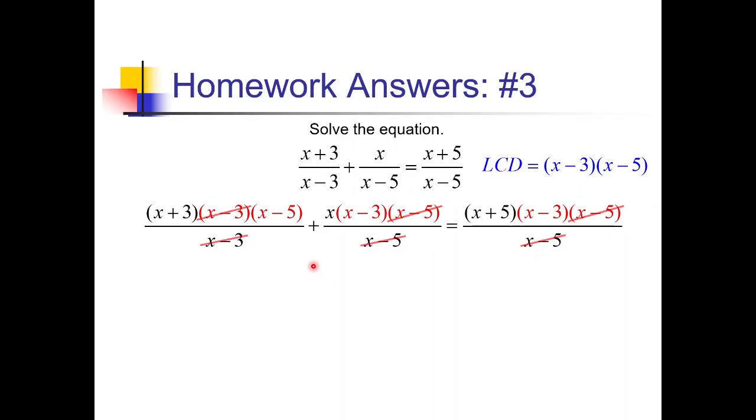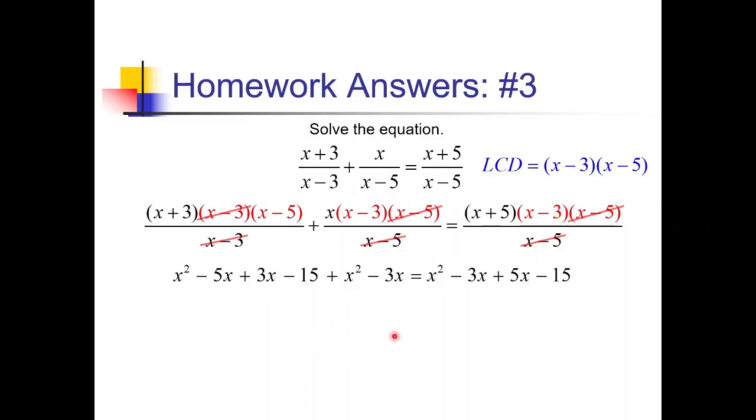All right, let's distribute and see what's left here. So distributing in this first one, we've got x squared minus 5x plus 3x, and then 3 and negative 5 gives us negative 15. Next up, we have x being distributed, so that's going to be x squared minus 3x, and then over here we've got x plus 5 times x minus 3, so lots of FOILing going on here. So that's x squared minus 3x plus 5x minus 15.